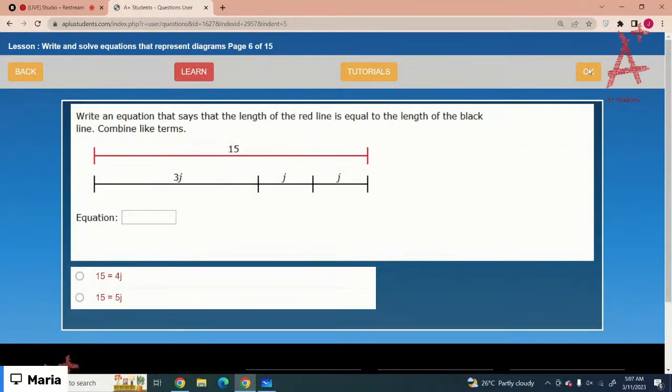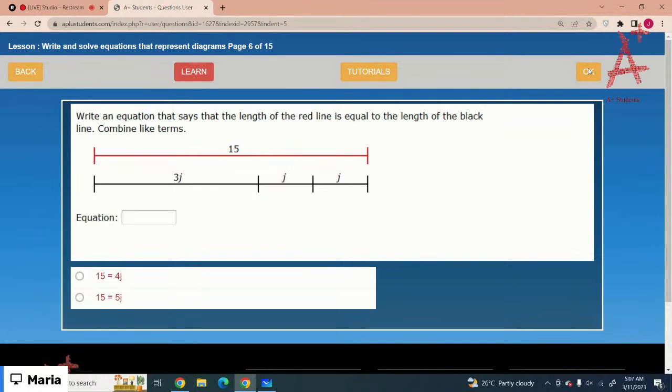Okay, the next one is: write an equation that says the length of the red line is equal to the length of the black line. So which is the correct option? The length of the red line is 15, and the length of the black line is divided into three segments, and the segments are 3j plus j plus j.